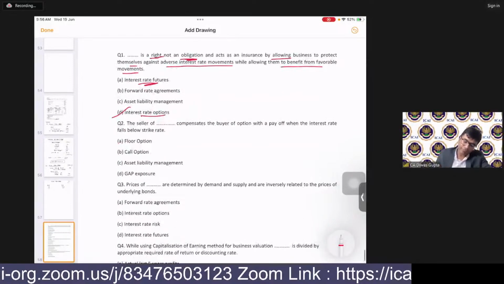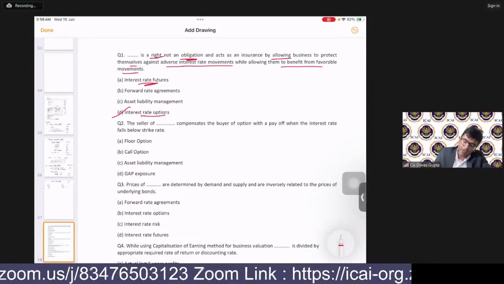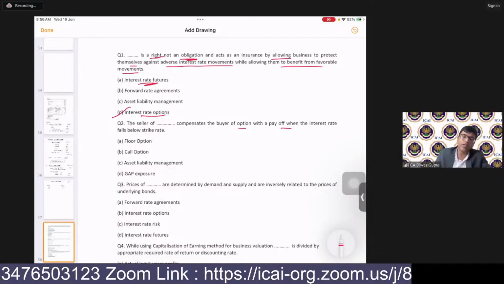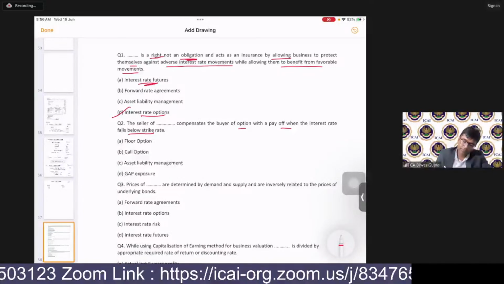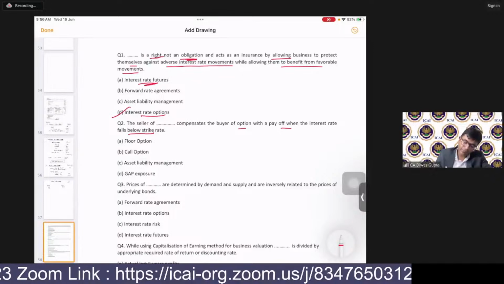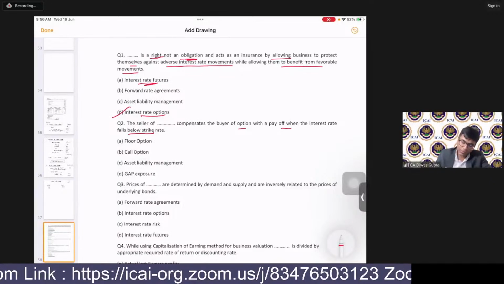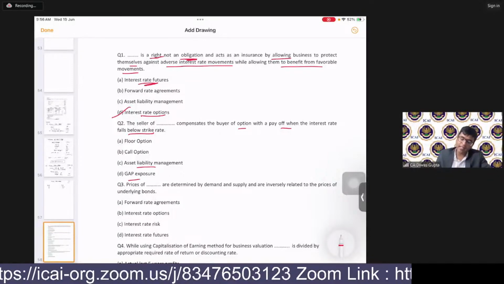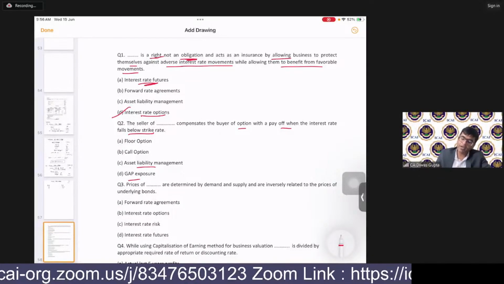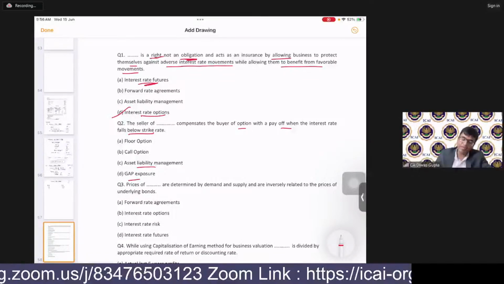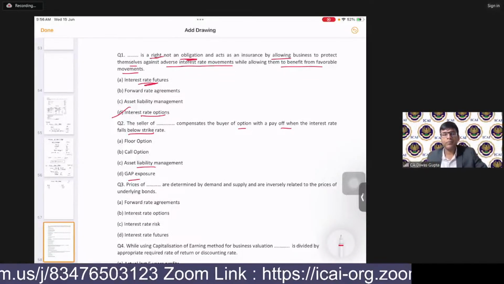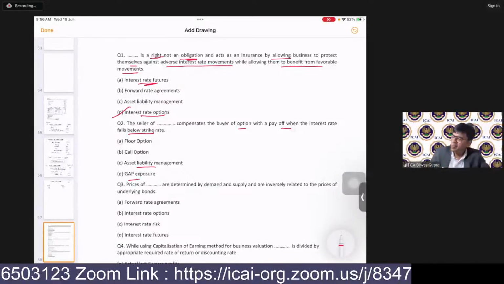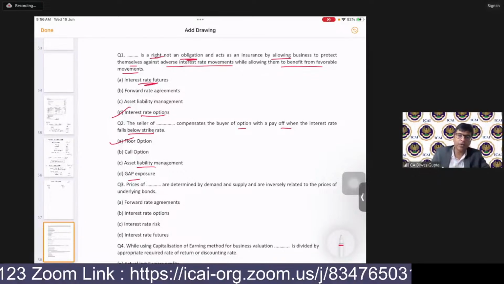Question number 2, students. The seller of dash compensates the buyer of option with a payoff when the interest rate falls below the strike rate. Is it a floor option? Is it a call option? Very good, Abrikesh. What is the right answer? Come on, the seller of dash compensates the buyer of option with a payoff when the interest rate falls below the strike rate. Come on, students. The floor option. Very good.